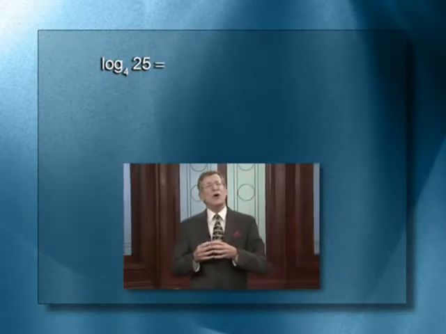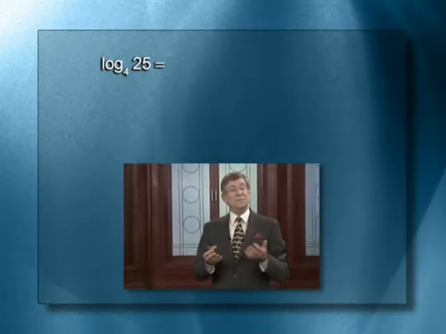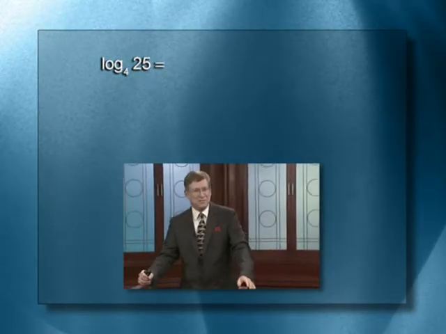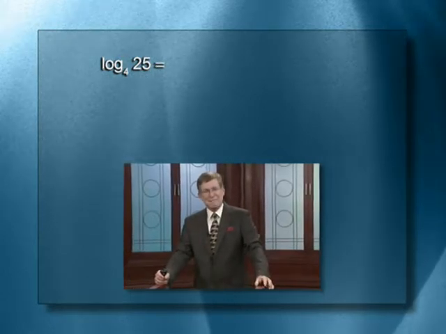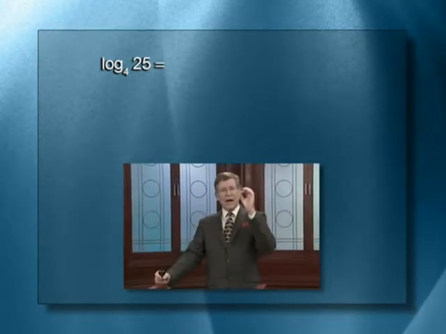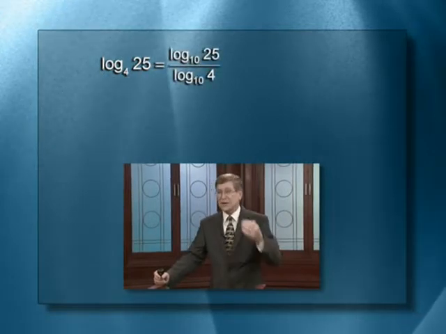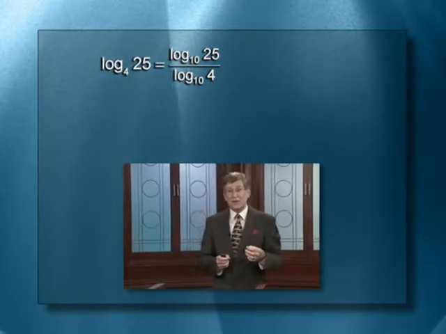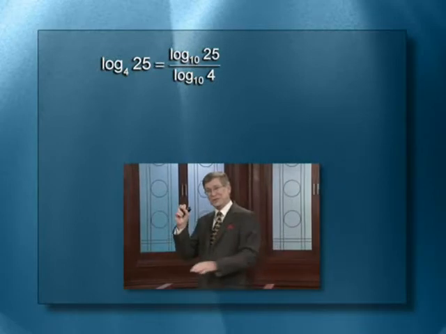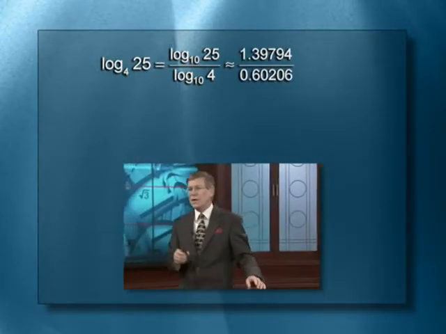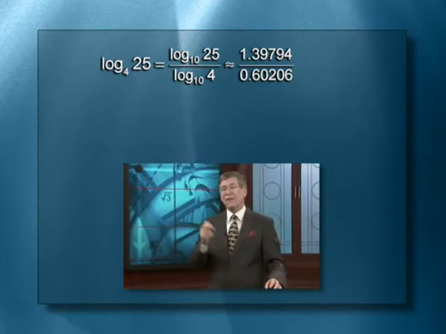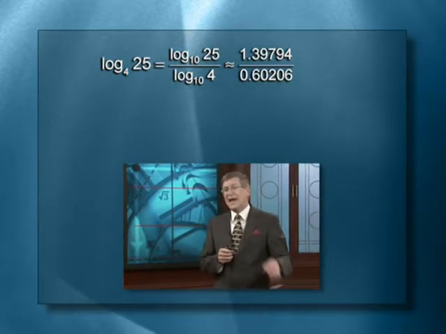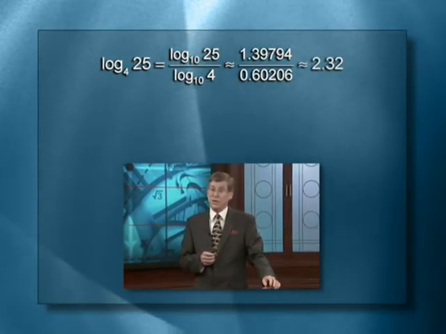Suppose you had to find the logarithm of 25, but to base 4. And again, logarithms to base 4 are not on your calculator. So you've got to use this formula. So here's how you could do it. One way would be to write it as log base 10 of 25 divided by log base 10 of 4. And then those you can calculate on your calculator. As approximations, the log base 10 of 25 is about 1.39794, and the log base 10 of 4 is about 0.60206, and that quotient comes out to be about 2.32.